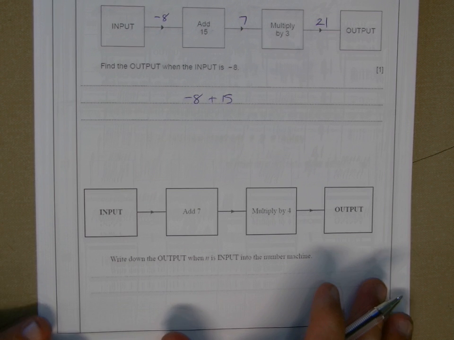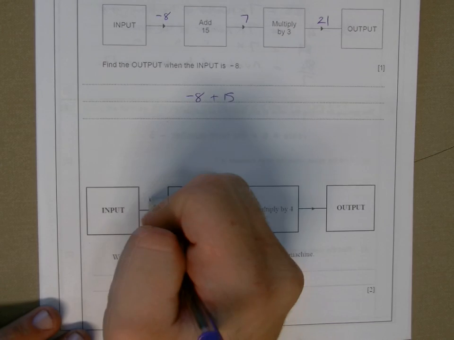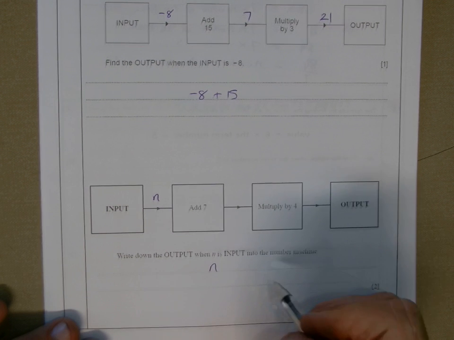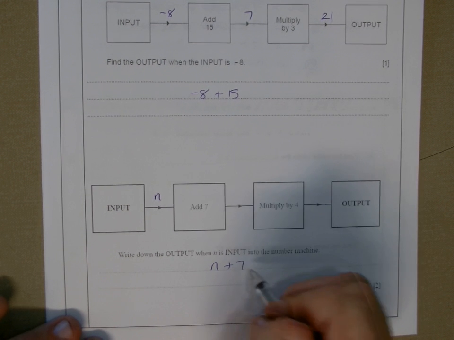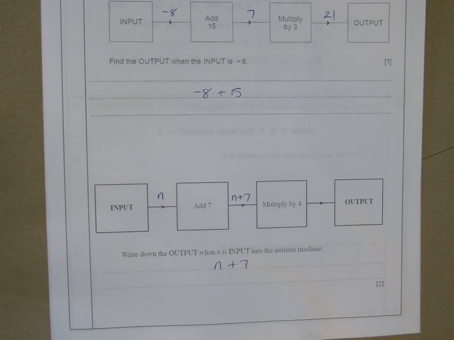Next one then, write down the output when n is the input. So if n is the input, n just represents any number. It says add 7. If you think about it, if I was to add 7 to n, I'd end up with n plus 7, wouldn't I? That's what I'd get out. And we just leave it like that, n plus 7. I don't know what it is, just leave it like that.